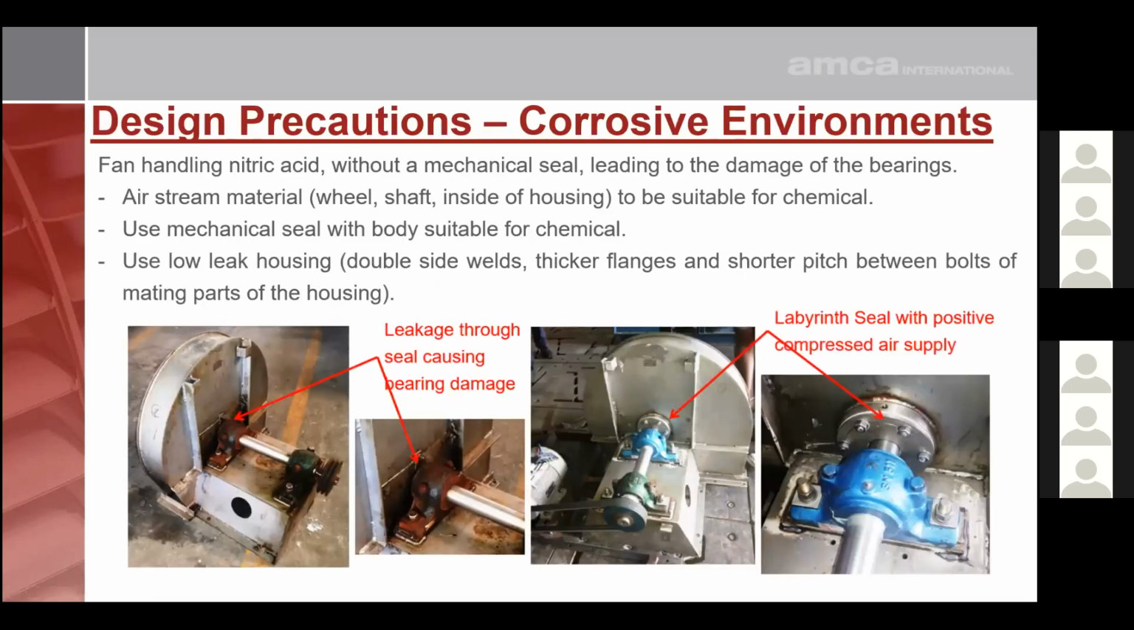This example is where a customer specified a stainless steel housing for a nitric acid application, but they wanted to save on costs and not put in a robust seal. What happened was the nitric acid escaped from the back of the fan, got onto the bearings, and the bearings were damaged. So this is the fan after adding a labyrinth seal onto it. This is the way a low leak construction can improve the life of your fan.